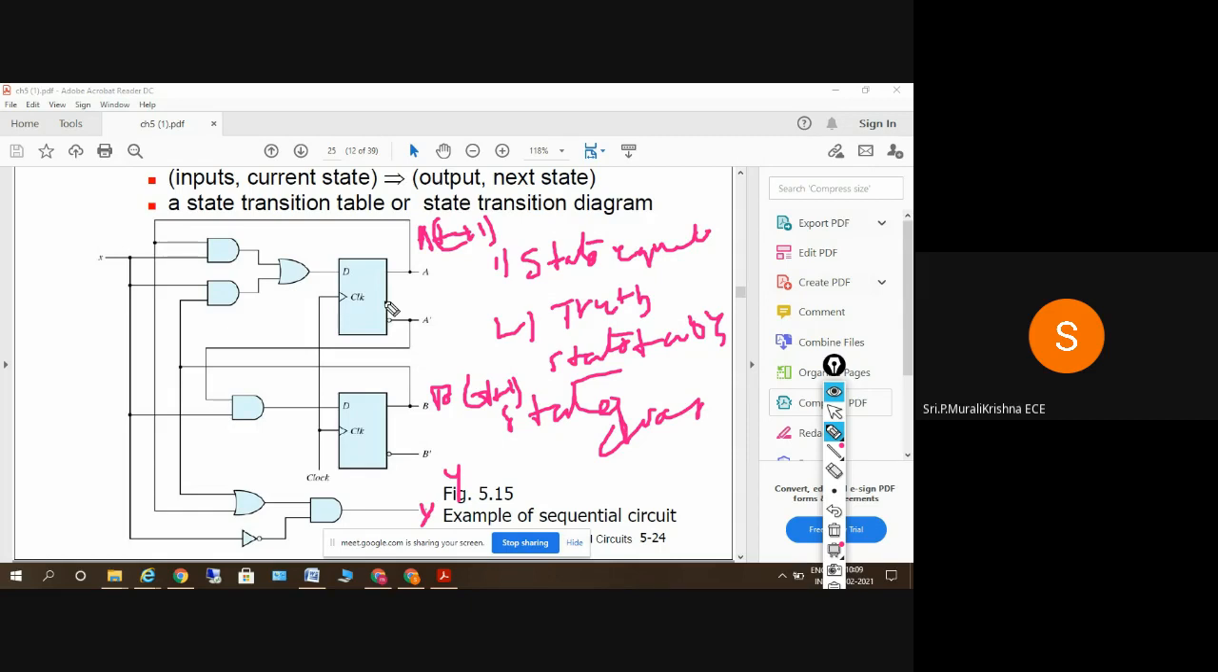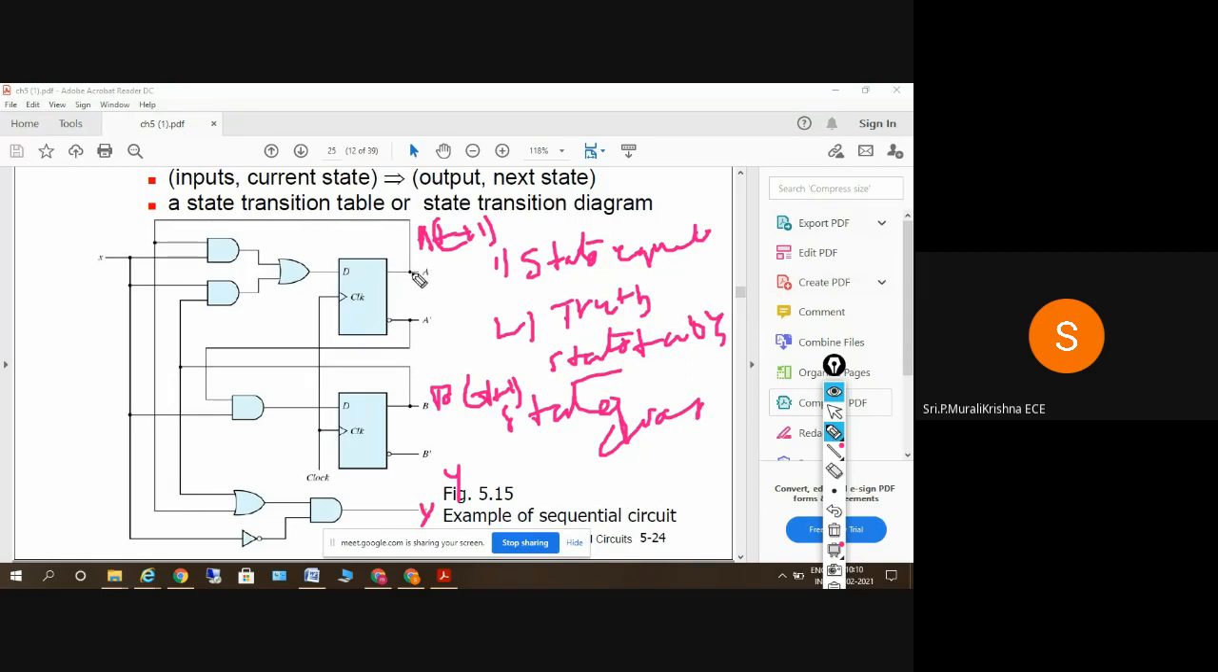What is the property of D flip-flop? What is the equation of D flip-flop? D is equal to Q of n plus 1. Yeah, D is equal to Q of n plus 1, so our Q of n plus 1 is equal to D. Here A of t plus 1 is equal to D.